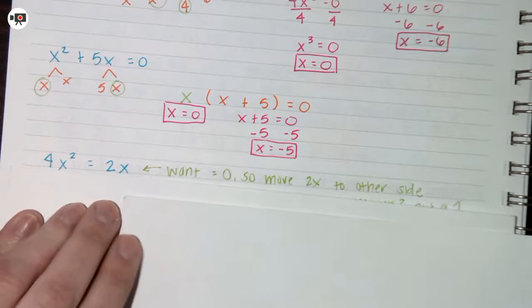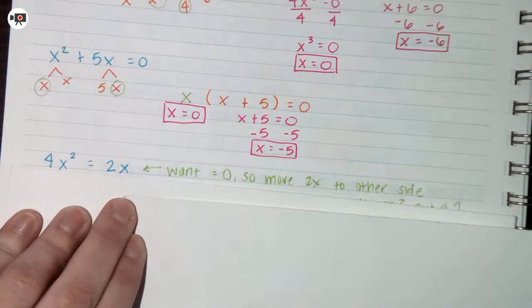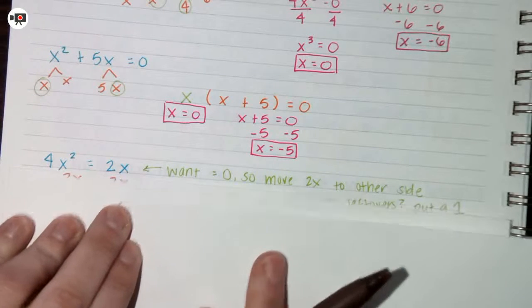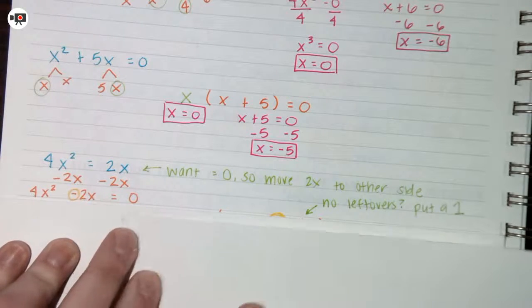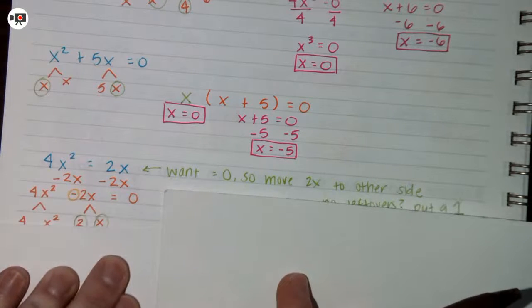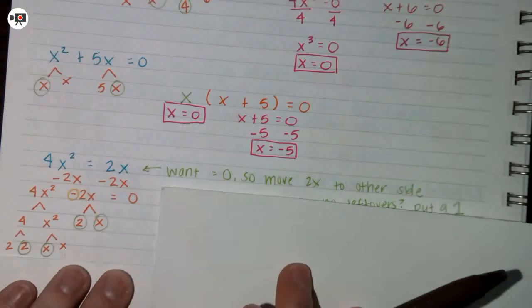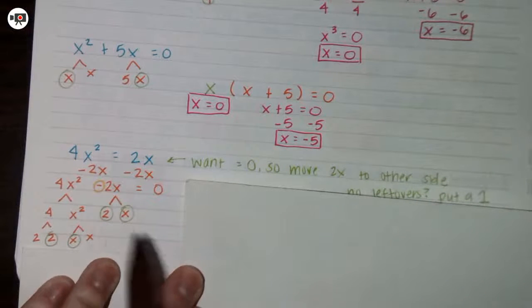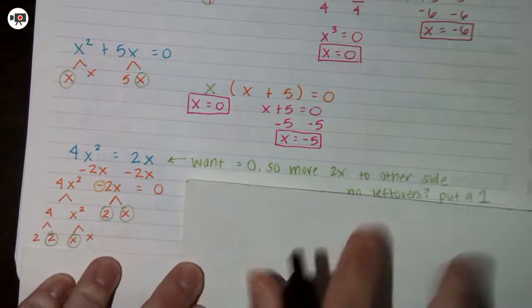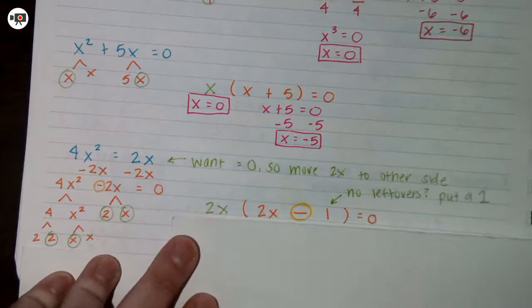And one more. If I have 4x squared equals 2x, I want it to equal 0. So I'm going to move the 2x to the other side. So 4x squared minus 2x equals 0. Then factoring these, I can see that I have a 2 and an x in common. So 2x goes on the outside.